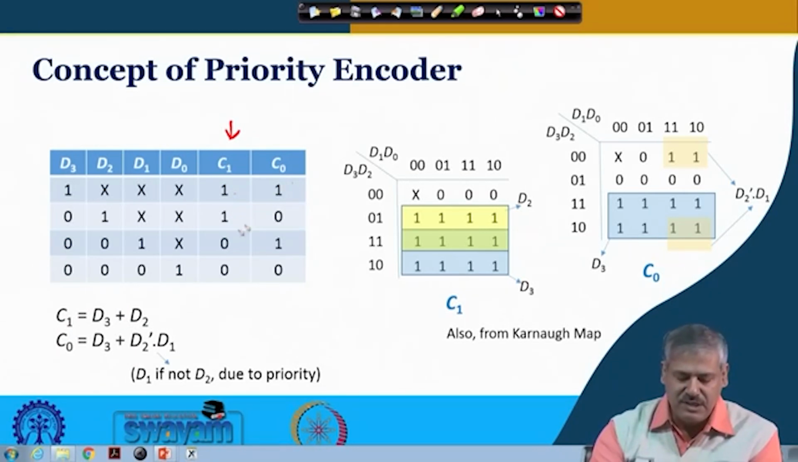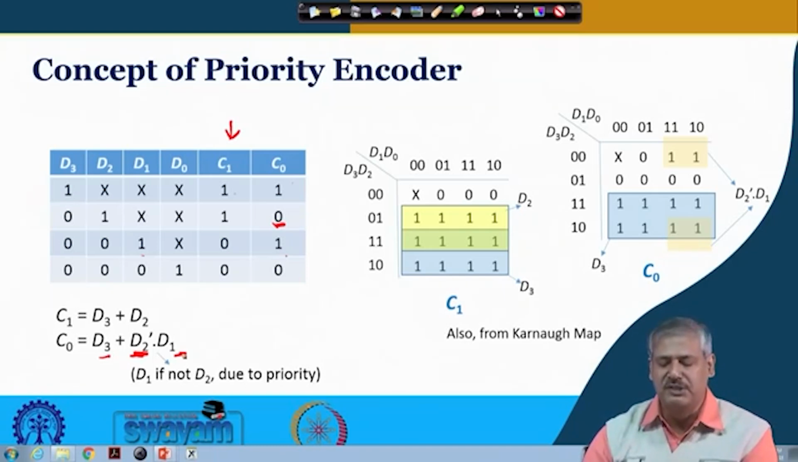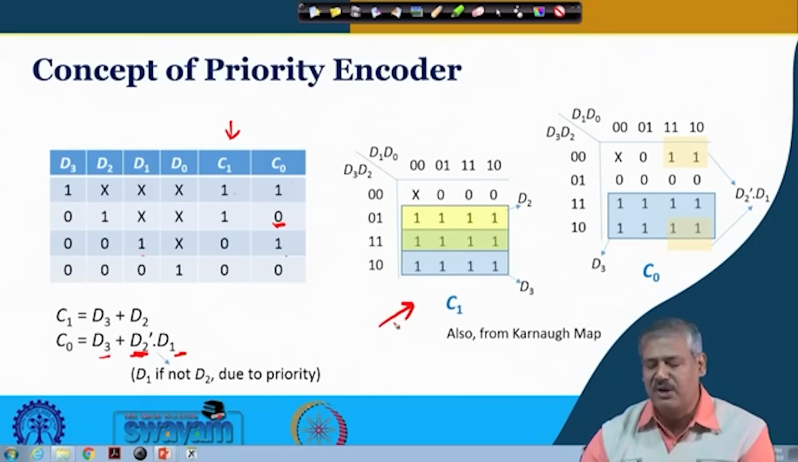The other one is that C0 is D3 plus D2 prime D1. D1 counts only when D2 is not present, because if D2 is pressed, D2 has higher priority, and at that time this should be 0. So, if D2 is not present, then if D1 is present, it will be high. Okay. This is what we can see just by looking at the truth table. Otherwise, we have our conventional way of working it out through the Karnaugh map.